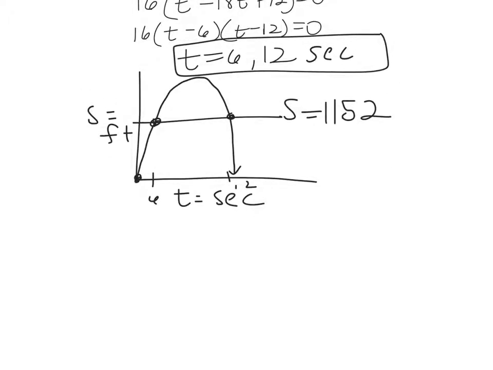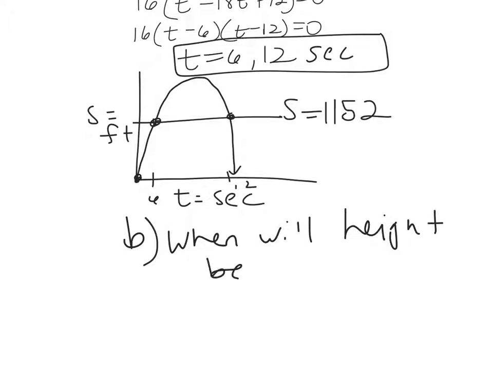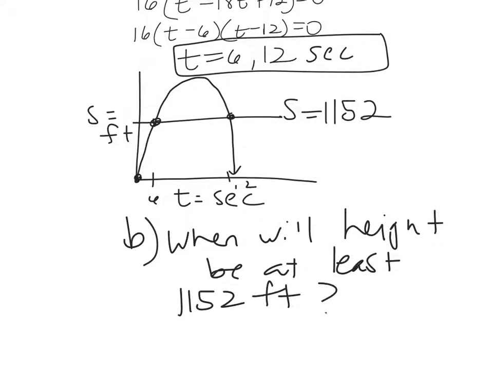All right, part B is going to ask you, here's part B, last question of the day. When will the projectile's height above ground be at least 1152? So when will the height be at least 1152 feet above the ground? Okay, that's where inequality comes in, right? Okay, when will the height be at least 1152 above the ground?